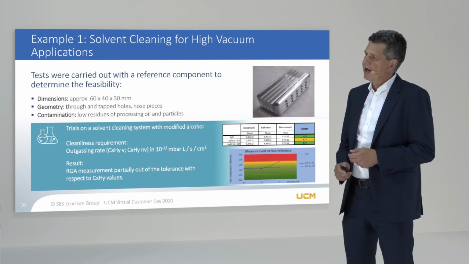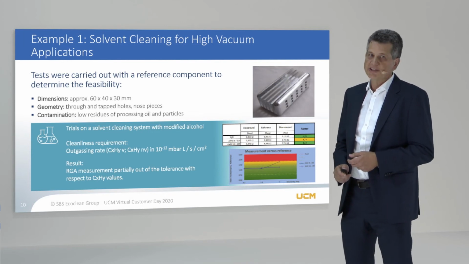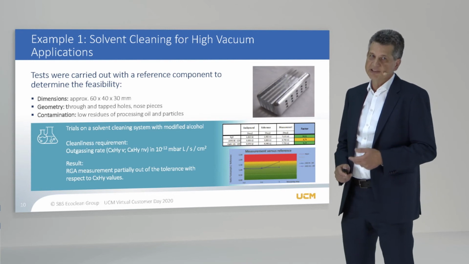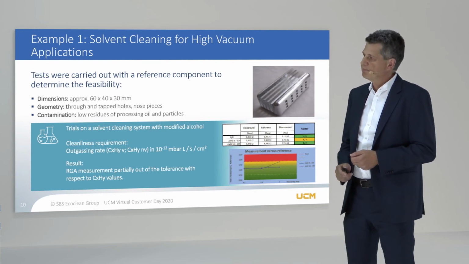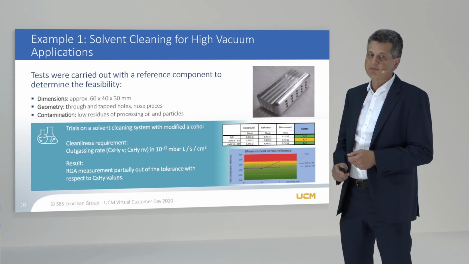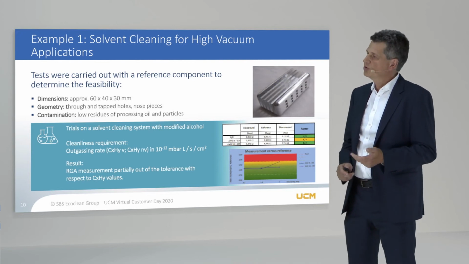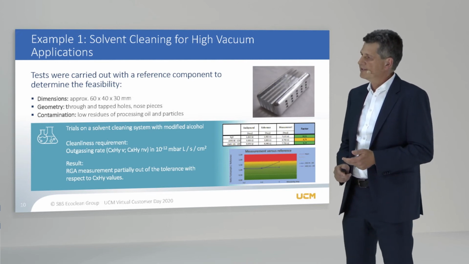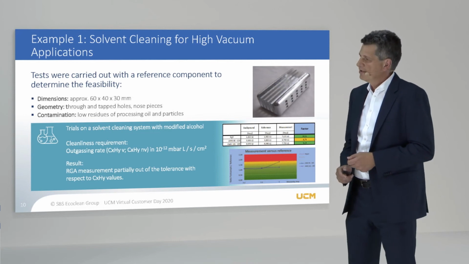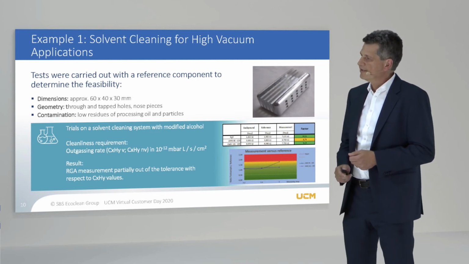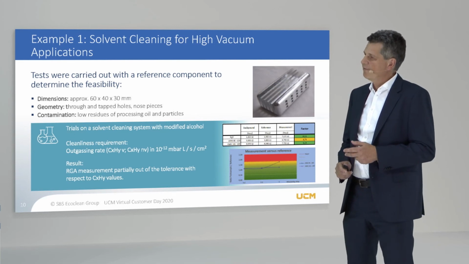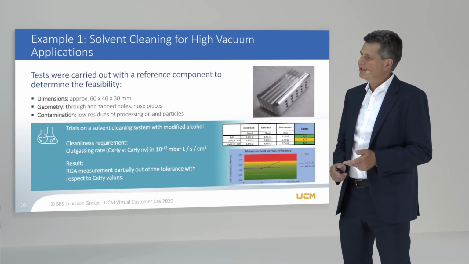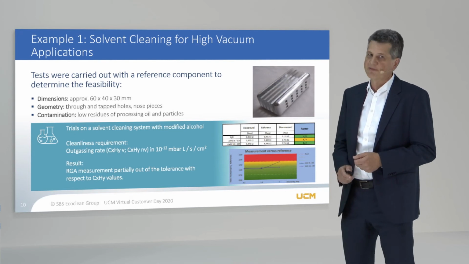And after the tests, we measured the outgassing rate, which is the RGA measurement, at a pressure of 10 to the minus 12 millibars, in order to see if we comply with the specifications. As you see on the right side at the bottom, this is a fairly good result, but it wasn't just good enough.